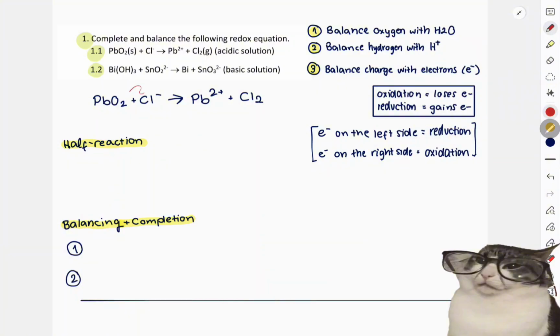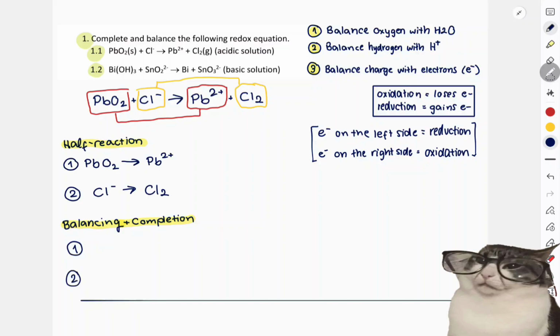The first half reaction is lead oxide and the lead ion, and the second half reaction is the chloride and the chlorine. So I'll just write that down for a moment.